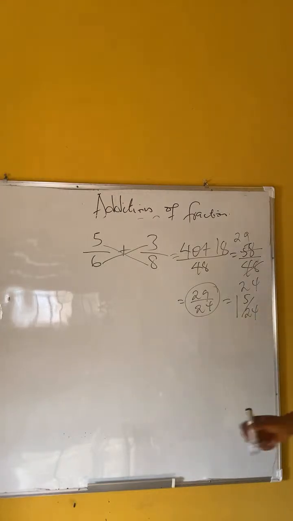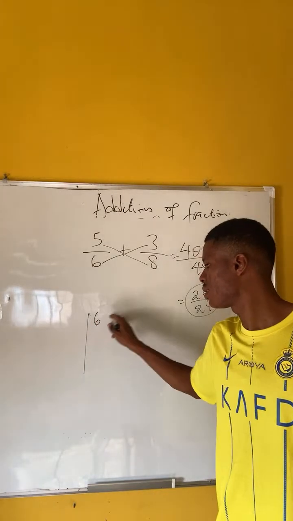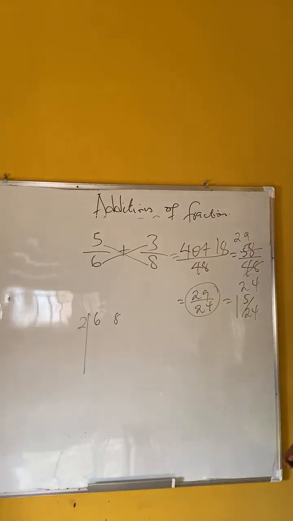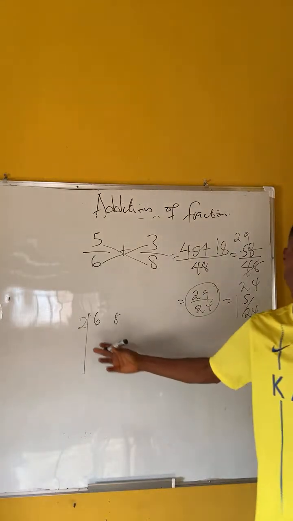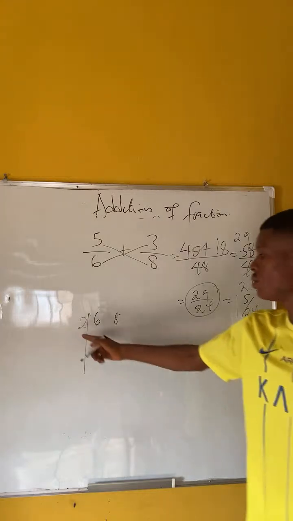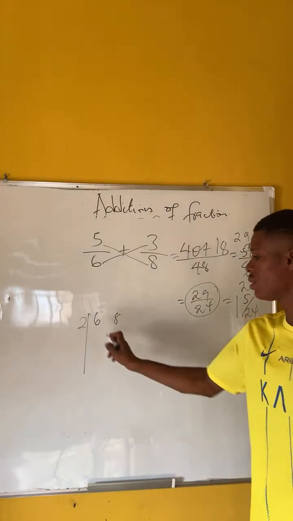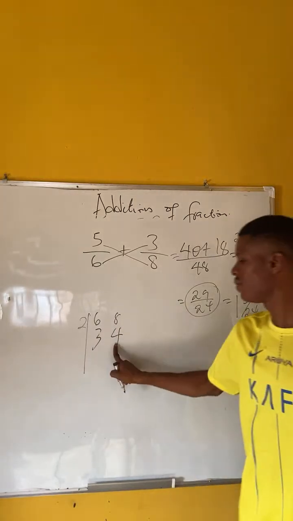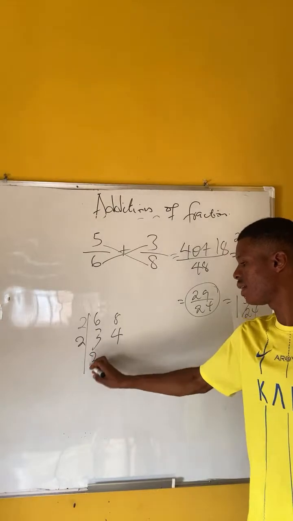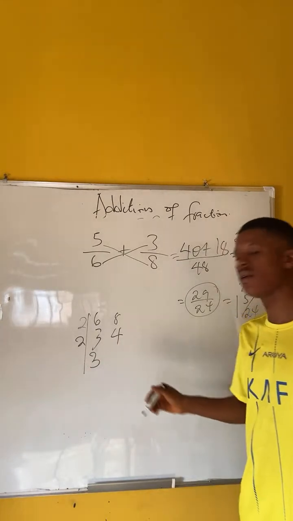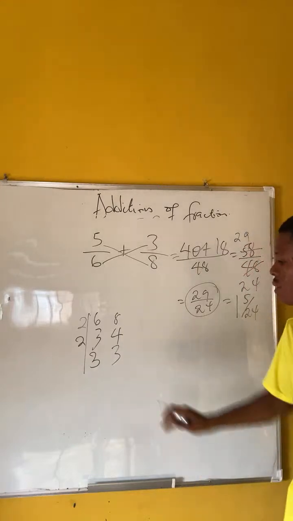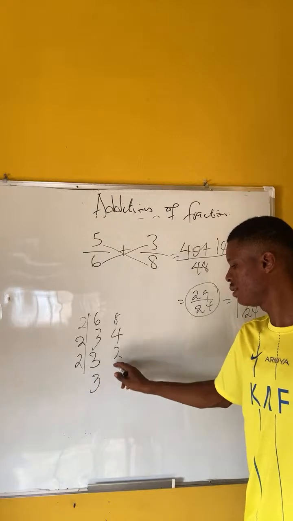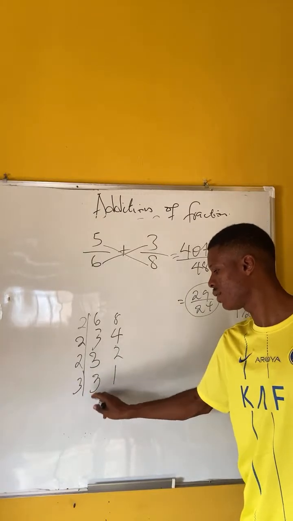Okay? But using the LCM method, finding the LCM of 6 and 8, 2 will divide because 2 is the first prime number, and it can divide the two numbers that we have here. So when 2 divides 6, we get 3. 2 divides 8, we have 4. 2 can still divide this. 2 divides 3, you cannot divide, we write it. 2 divides 4, we get 2. 2 divides 2, we get 1. 3 will now divide to get 1.